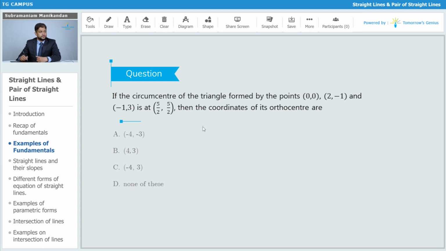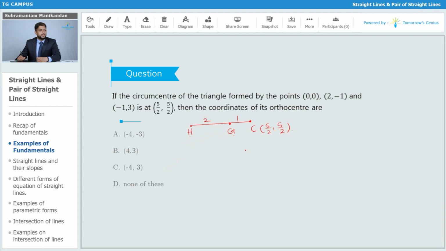So therefore, what is that theorem? Suppose this is the orthocenter, centroid and circumcenter. They divide each other in the ratio 2:1. We know the circumcenter, and that's been given as 5 by 2, 5 by 2. We don't know H, we don't know G. But then what else have we been given? We have been given the coordinates of the vertices of the triangle.